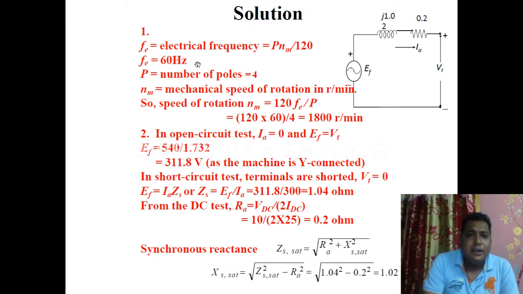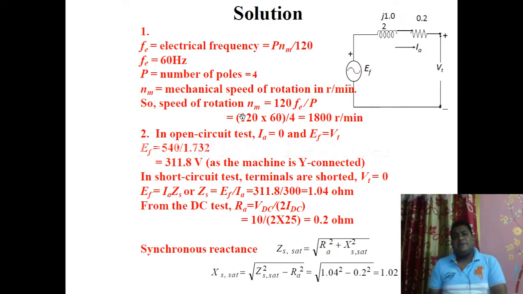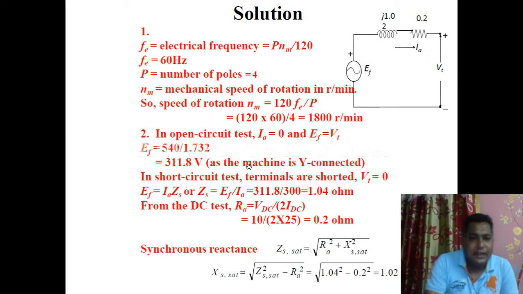The electrical frequency of 60 hertz is given. We know that Fe is equal to P Nm by 120, where Fe is 60, the number of poles P is 4, and Nm is the mechanical speed of rotation in rpm. So the speed of rotation is equal to 120 Fe by P. Fe is given as 60, P is given as 4, and from there we can directly find out the rpm. Ns is equal to 120 Fe by P, so from that formula we find it out.